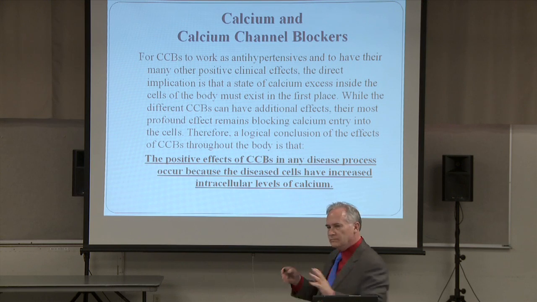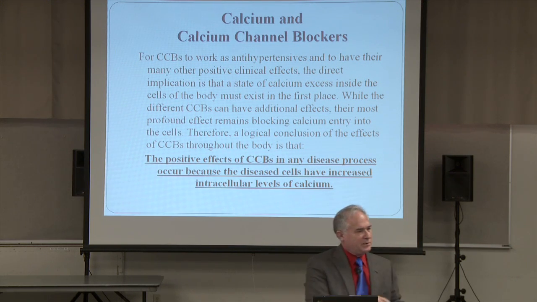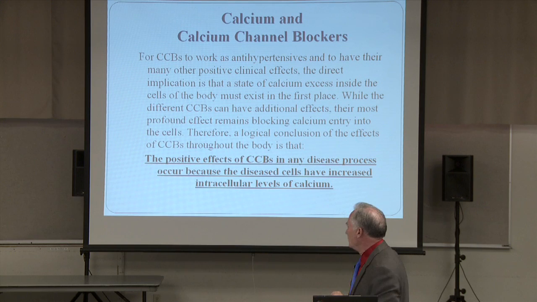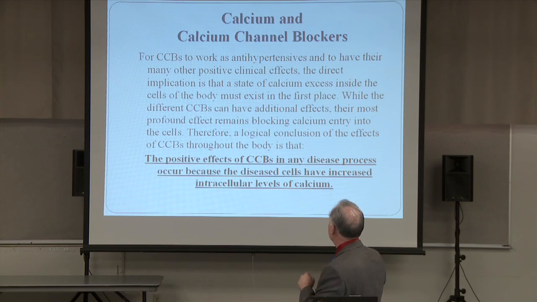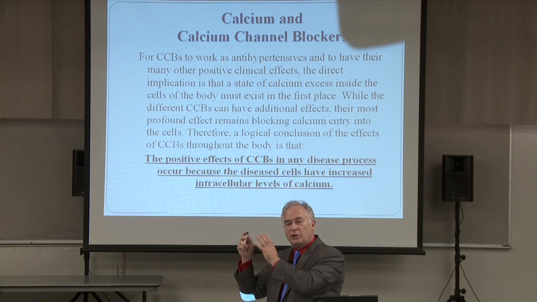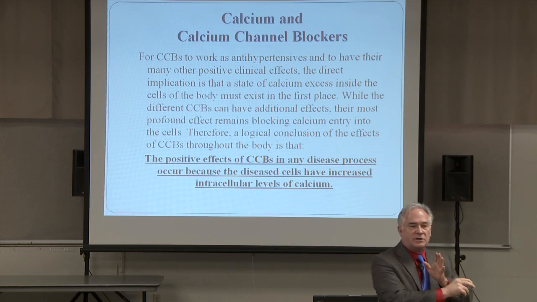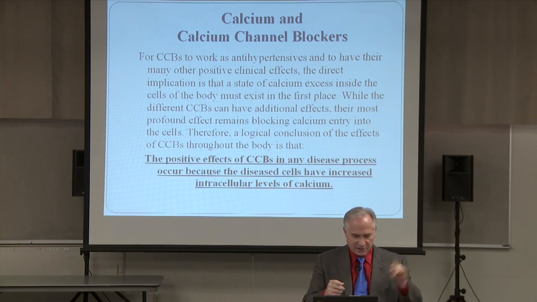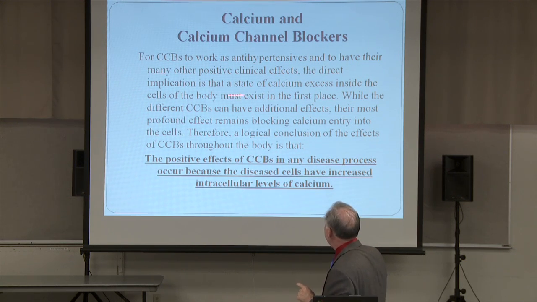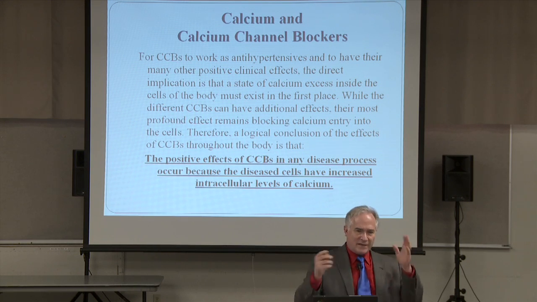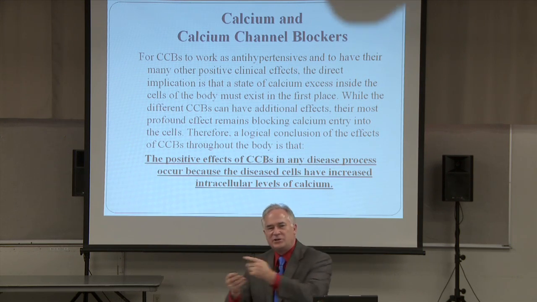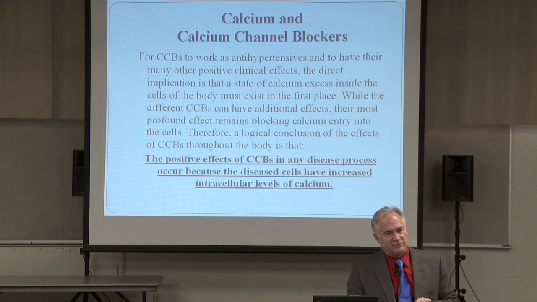Now, here's a little bit of a leap, but a completely logical leap, and I'll support it with even more data after I set this idea in motion. For calcium channel blockers to work as antihypertensive agents and to have their many other positive clinical effects, and there's a large number of studies I'm not showing you that show calcium channel blockers have a positive effect on a huge, wide array of unrelated medical conditions, the direct implication is that a state of calcium excess inside the cells must exist in the first place. That's how it has its function, to decrease calcium levels inside the cell. And if there's not a pathological level of calcium inside the cell already, then how can it have a positive effect?